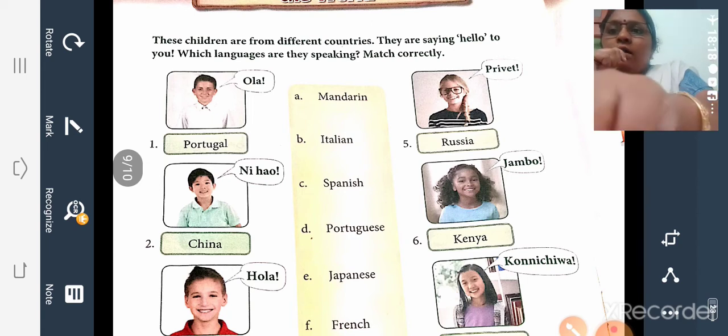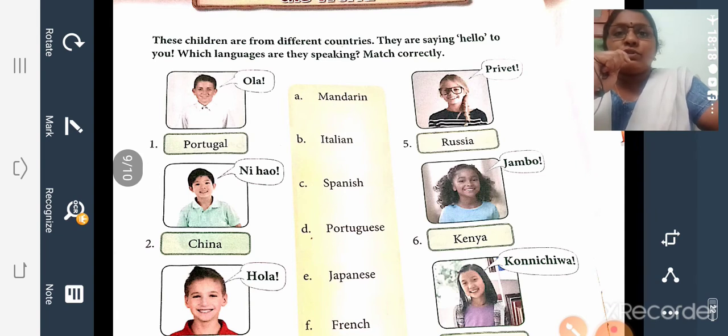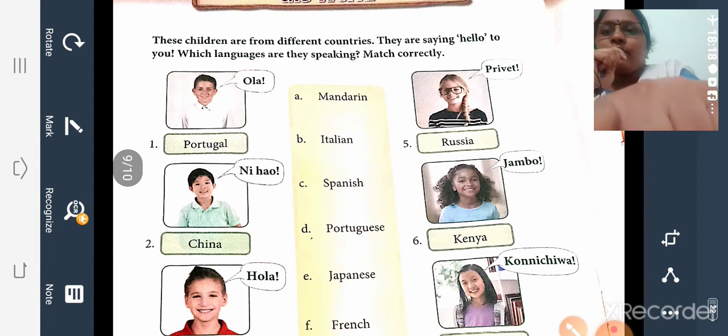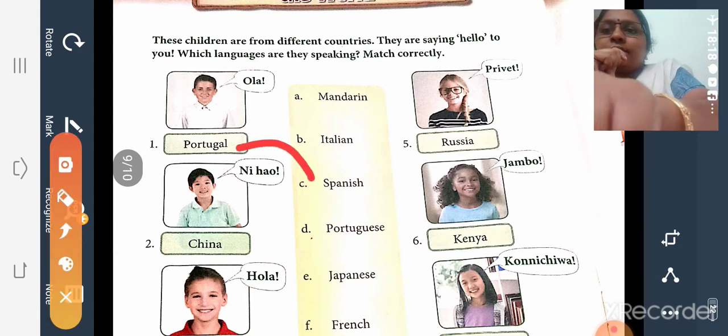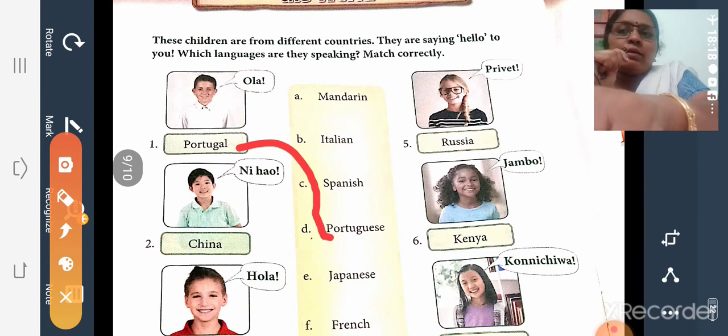That is what we are learning. The first one is Portugal. The language of Portugal is Portuguese. In the Portuguese language, how do we pronounce hello? O-L-A, hola. Hello means hola in the Portuguese language.